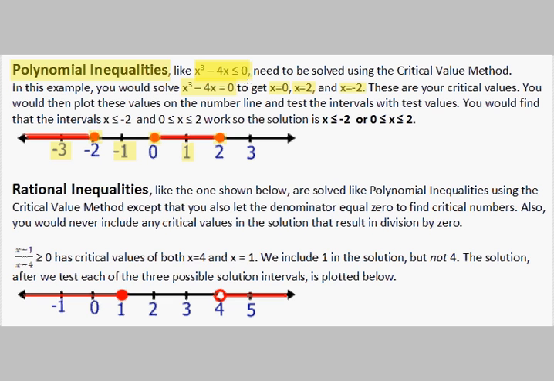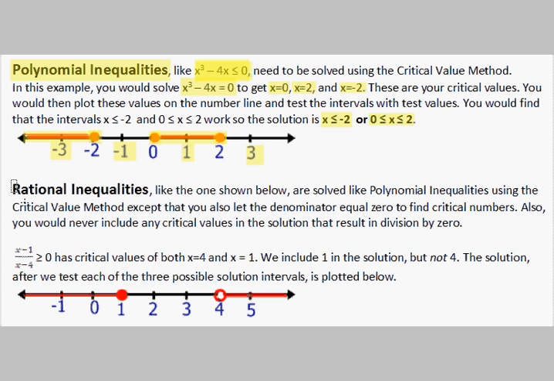And then lastly, we check x equals 3, which is in the interval to the right of 2. If we plug 3 in, we get 27 minus 12, which is 15, and that's not less than or equal to 0. So the intervals that work are the first interval to the left of -2, including -2. So x less than or equal to -2. And the other interval that works is from 0 to 2, including 0 and 2. So we have 0 less than or equal to x less than or equal to 2, and that's our solution.